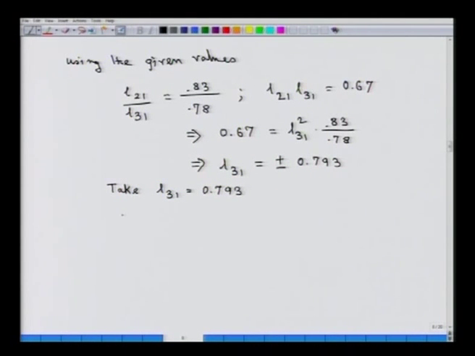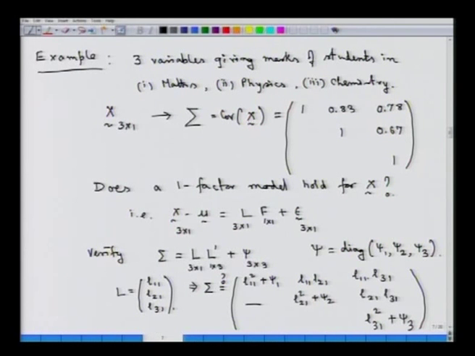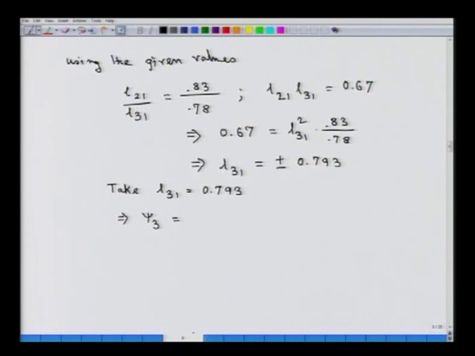Now this will imply psi 3. Look at this expression here, L31 squared plus psi 3 is equal to 1. So psi 3 is equal to 1 minus L31 squared. Using this L31 value, we get this equal to 0.370.